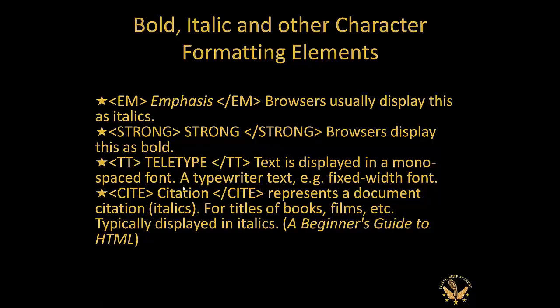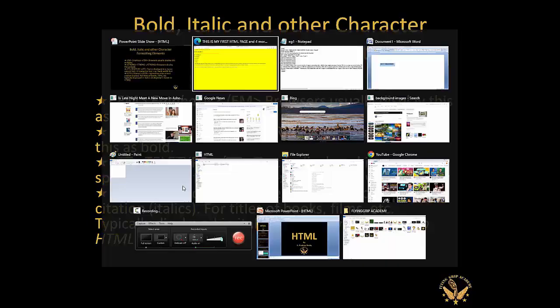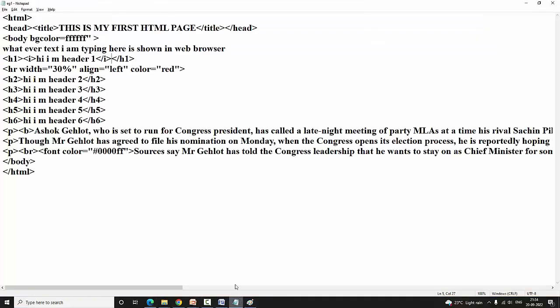Strongly emphasized citations. Citation is used to represent a document citation. For example, if you are seeing a Wikipedia, you can use that particular thing. Here let us see strongly emphasized and what is cite and all the things. Now before the body tag, I am going to write citations. Then I am going to enclose citation in cite.